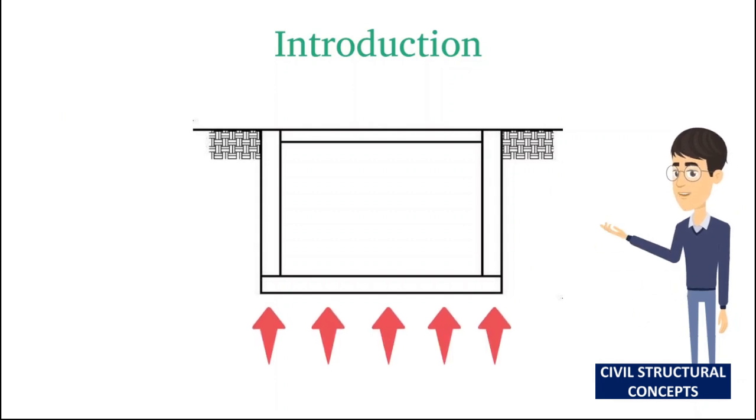To stop this, structural engineers design an anti-flotation outrigger, which is simply an extension of the base slab beyond the outer walls. Today, we will calculate exactly how wide this outrigger needs to be using a simple numerical example.